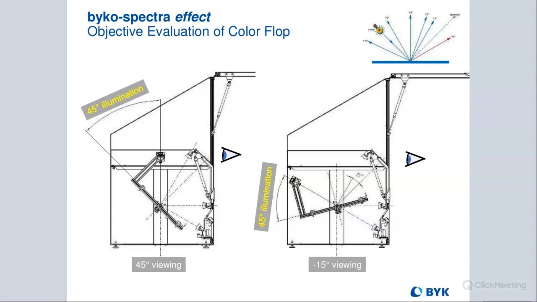The inside of the BYK spectra effect, just to give you an idea, this whole table moves. The illumination source is at the top of the L on the table, and the whole table tilts. The only thing that changes is our viewing angle. So that matches exactly what we see in the instrument.